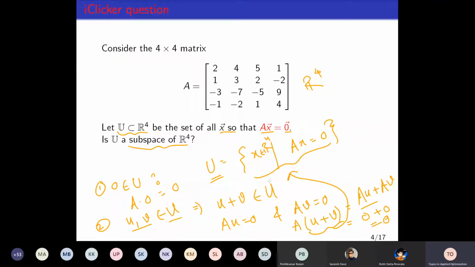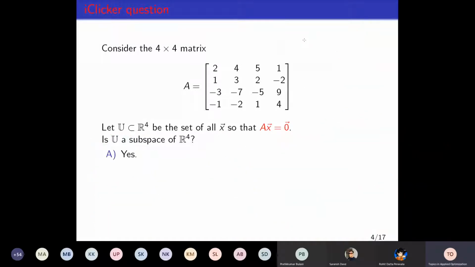And similarly, if u is in U, then any constant times u is also in U, because A times constant times u is nothing but C times A times u, but A times u was 0. So C times a 0 vector is 0. So this is indeed a subspace because it satisfies the three conditions that we have listed in the previous slide.